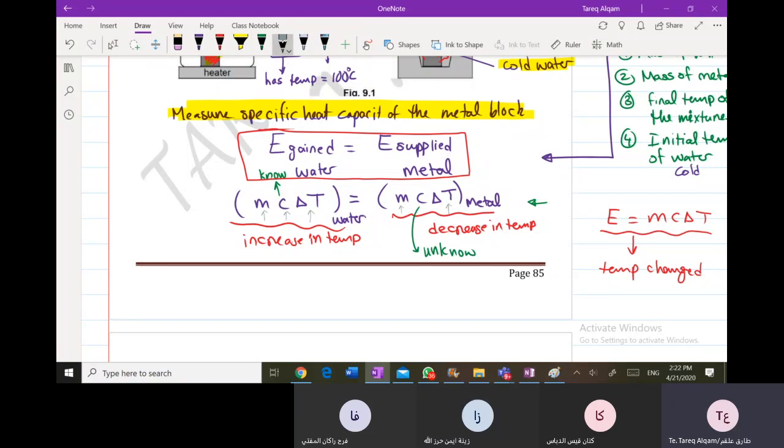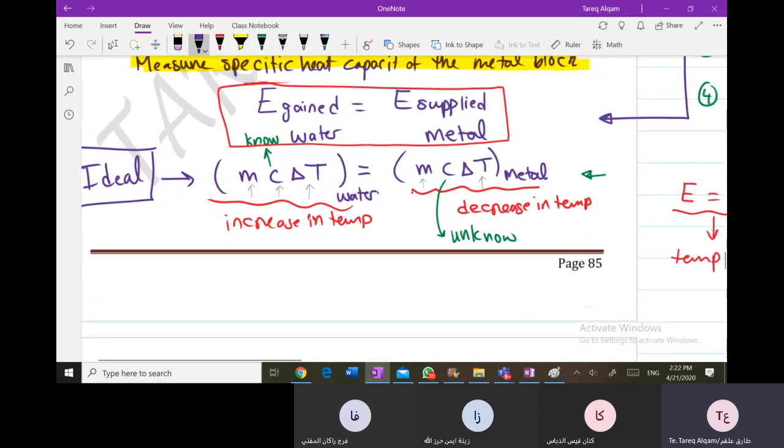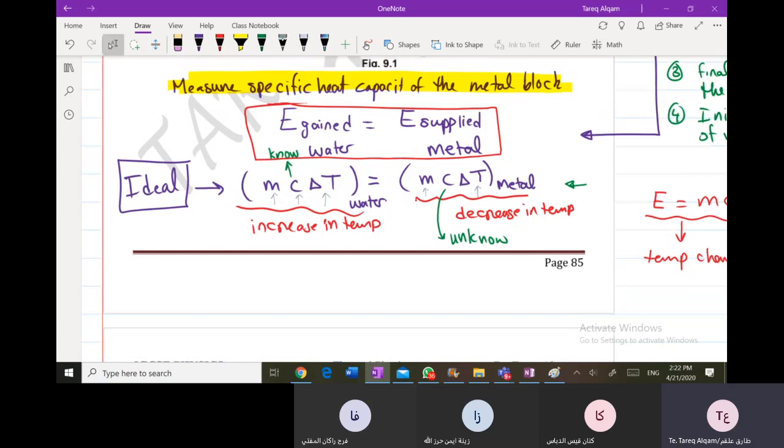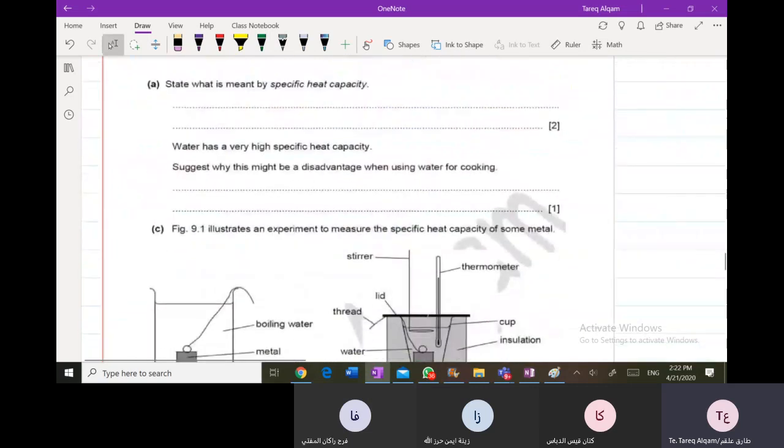What about heat loss? Definitely. Of course, this is an ideal case. Ideally, guys, we can assume that the energy gained and supplied are the same, but you are right. There is an amount of energy that will be lost to the surroundings.